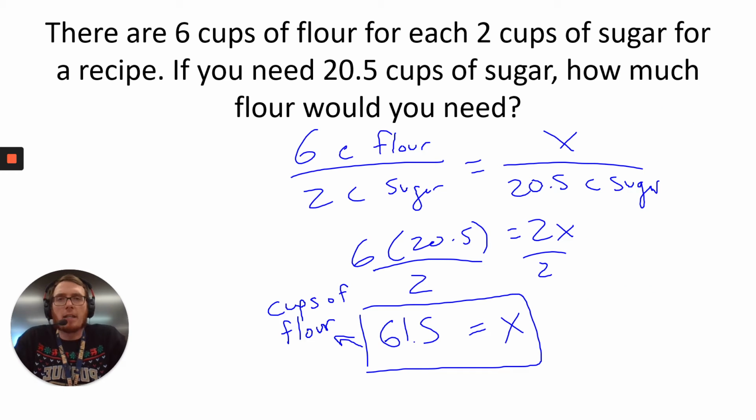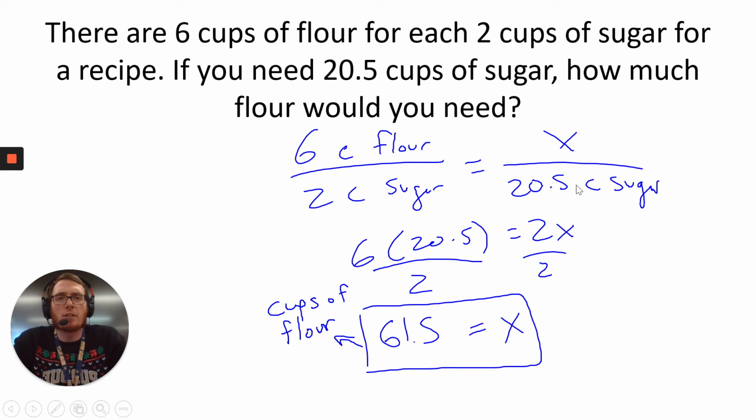The next one, you may need to set up your own proportion. It says for every 6 cups of flour, you need 2 cups of sugar for a recipe. So that would be 6 cups of flour to 2 cups of sugar equals x over 20.5 cups of sugar. You could do a multiplication piece or just cross multiply again. So that'd be 6 times 20.5 equals 2x. And then divide by 2, and that would be 61.5 cups of flour.